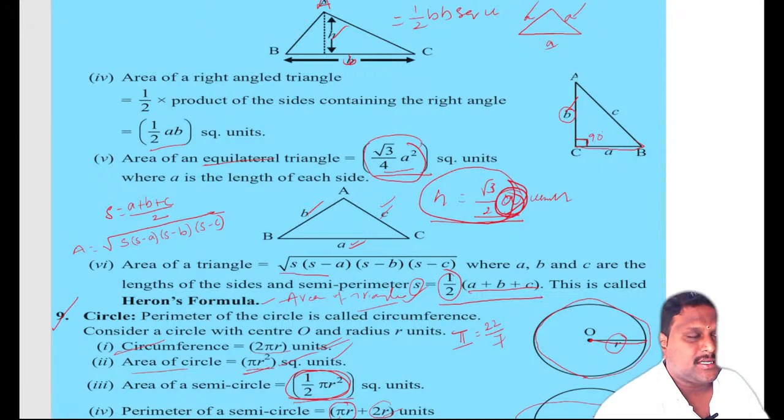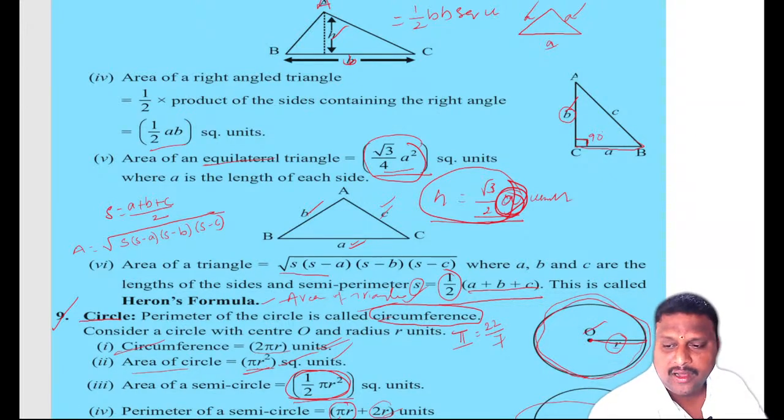The next plane figure we need to discuss is the circle. Perimeter of the circle is called circumference. O is the center, R is the radius. What is the radius? The distance from the center to any point on the circle is called radius.